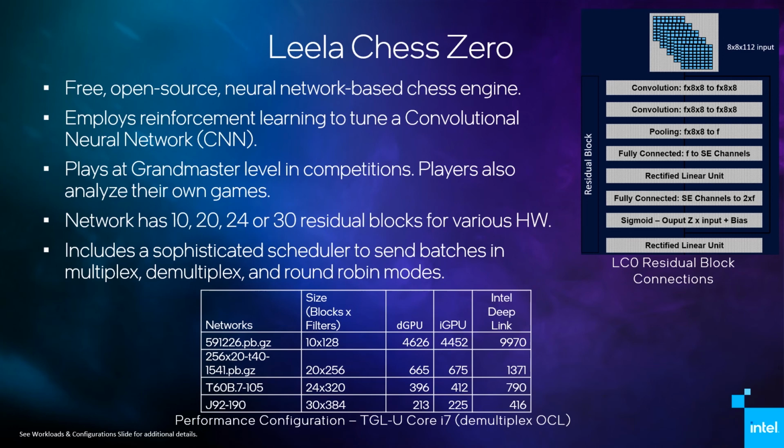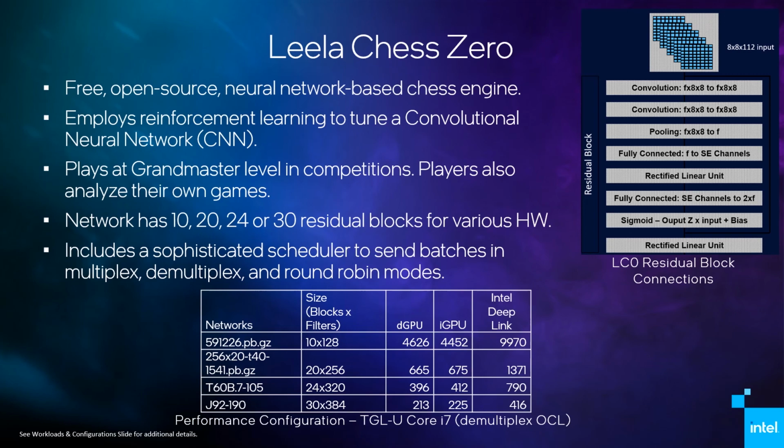The network has 10, 20, 24, and 30 residual blocks for various hardware. The challenge is that the larger the number of blocks, the better the position evaluator is. But the larger the number, the more time and computation it takes to evaluate a position. So what you want is a balance between the strongest position evaluator you can have versus the number of nodes you can search in a second, to help the chess program go as deep as possible in the search tree before recommending a move.